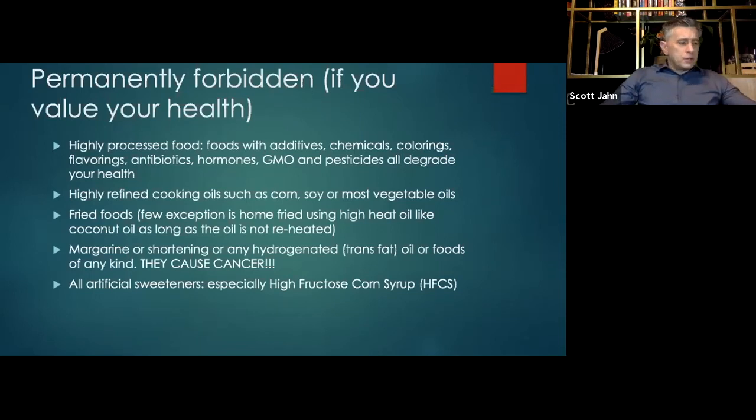And then all artificial sweeteners, like we mentioned earlier. High fructose corn syrup is probably the number one reason why people get non-alcoholic fatty liver, because your body treats it almost the same as it does alcohol, and it will cause a fatty liver. We're going to show you in a minute how to clean out your liver.